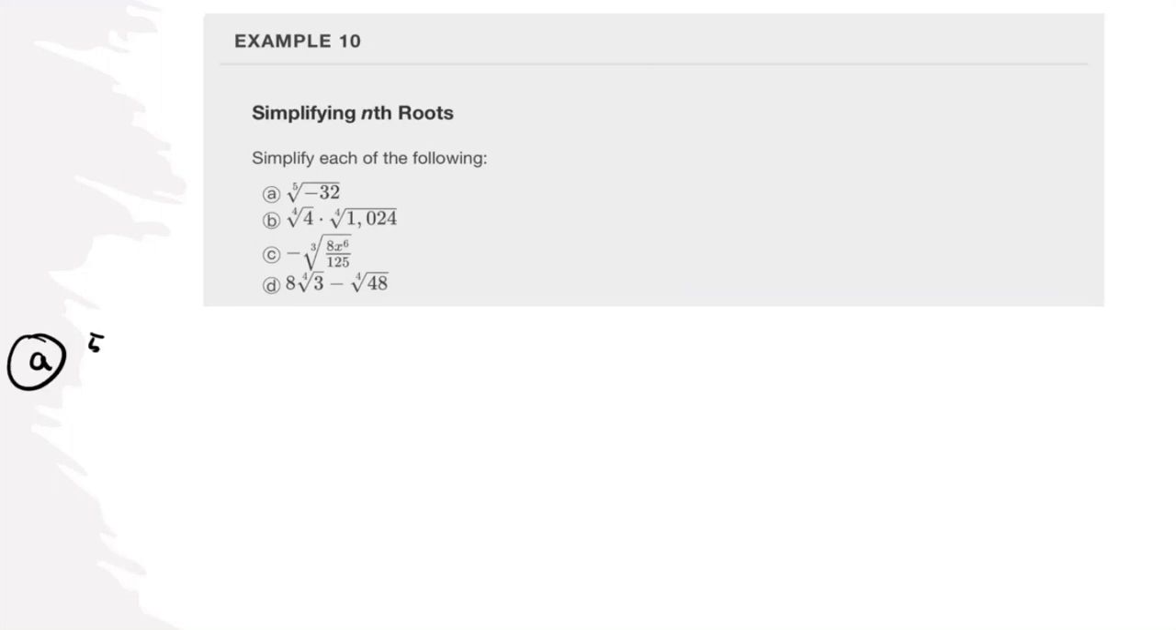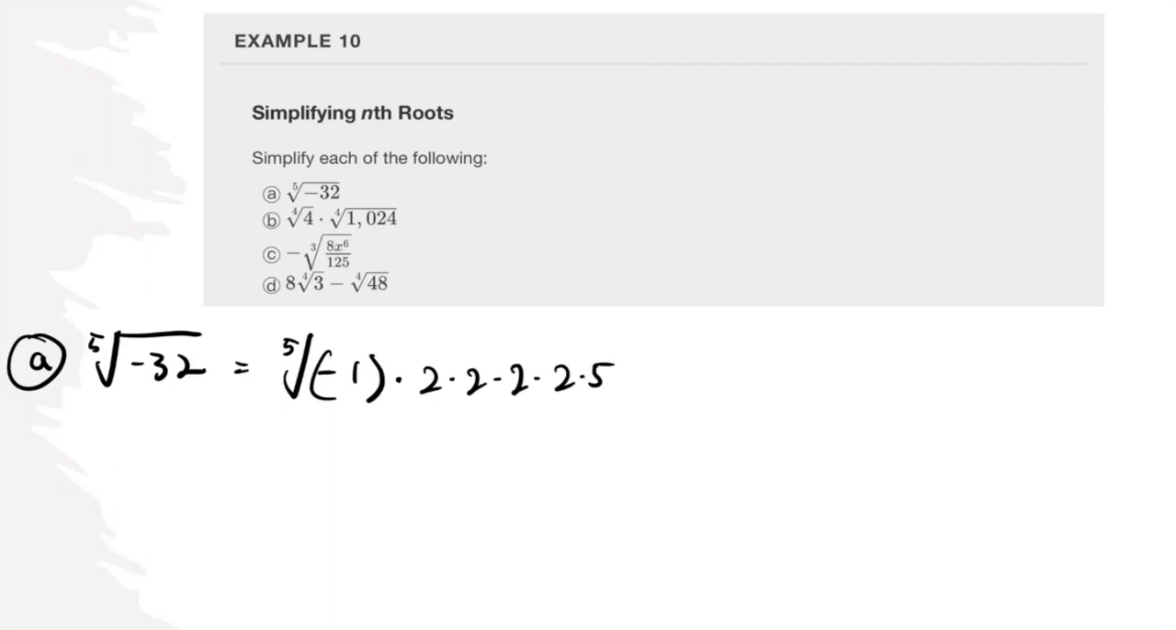So for part A, we have the fifth root of -32. This is going to be the same as the fifth root of -1 times 2 times 2 times 2 times 2 times 2. We have five 2s. So in this case, we're looking for groups of 5. Sorry, that's supposed to be a 2.